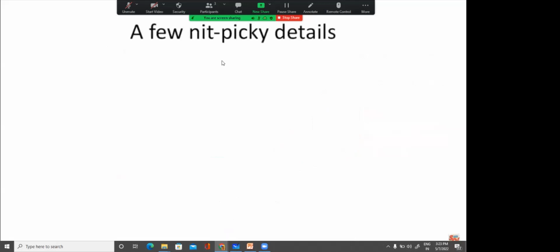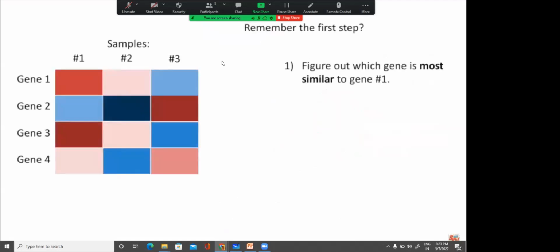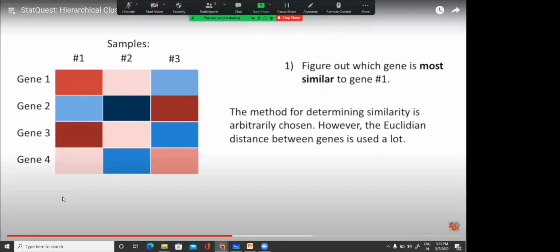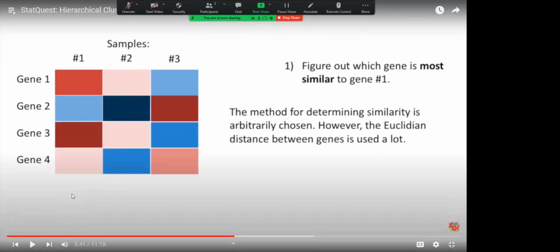Now let's go over a few nitpicky details. Remember the first step? Figure out which gene is most similar to gene number 1? Well, we have to define what most similar means. The method for determining similarity is arbitrarily chosen. However, the Euclidean distance between genes is used a lot. Let's look at an example.